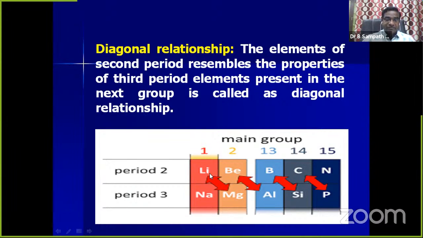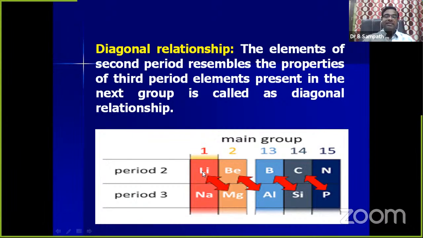See, children, if we see lithium, we have to see magnesium. Here, what is the definition? The second period elements resemble the properties of third period elements present in the next group. Means if we see lithium, the third period and the next group, means second group. So for lithium, magnesium will come. For beryllium, aluminum will come. For boron, silicon will come. For carbon, phosphorus will come.